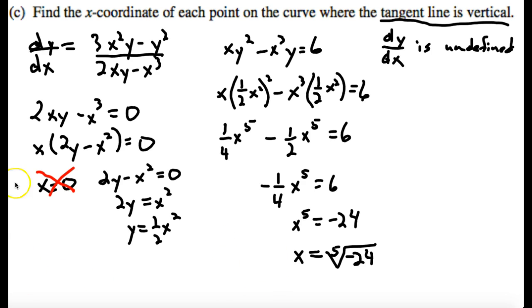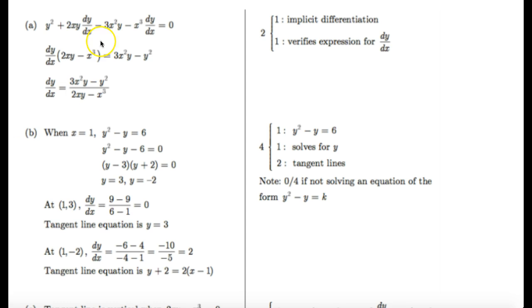So last thing, let's take a look at what the scoring rubric looks like for this problem. All right. So the first part, part A, was just showing that dy dx equals this, just like the last problem. 1 point just for tacking on the dy dx's, another point for solving for dy dx correctly.